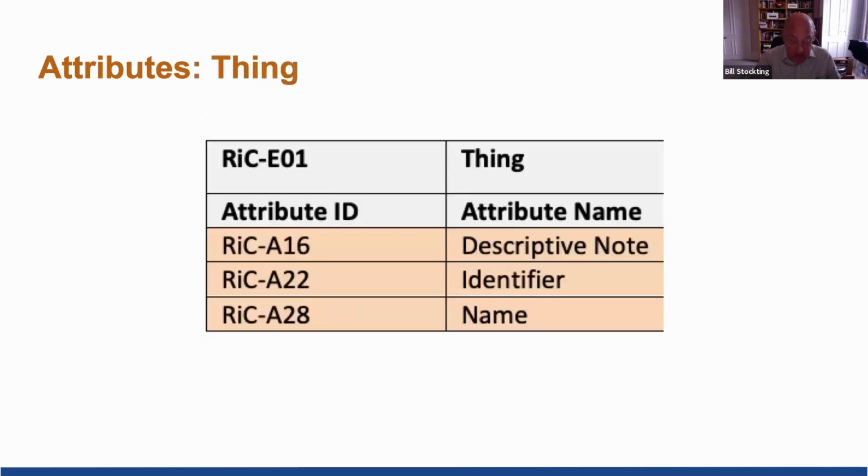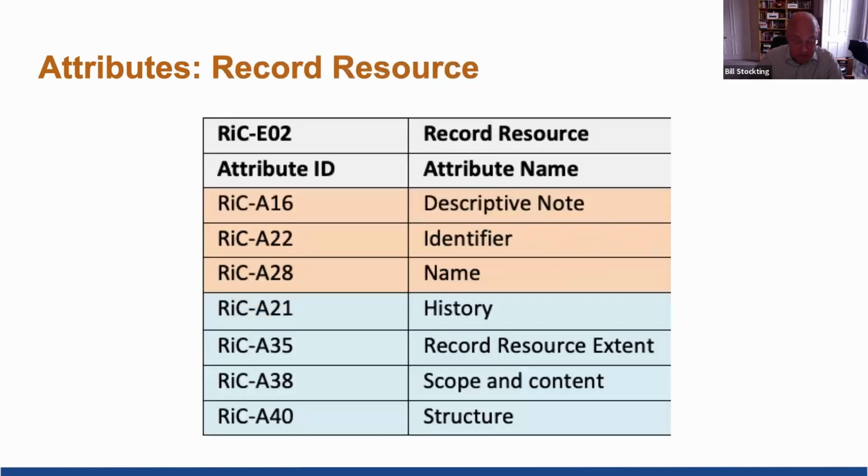The attributes of thing are those providing key identification for the entity: an identifier, a name as well as a descriptive note. Given that we now have a separate instantiation entity for description of the carrier, the description of record resource focuses on the intellectual, the information itself, as I've said. Aside from the attributes shared with thing, the record resource entity has attributes describing its extent, arrangement, here given as structure, scope and content, and history.